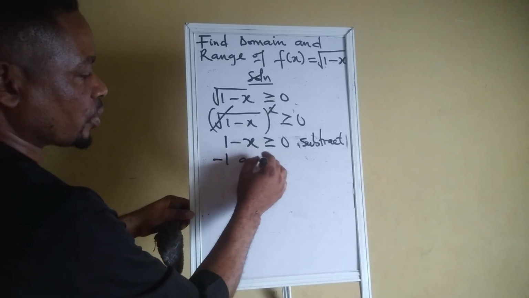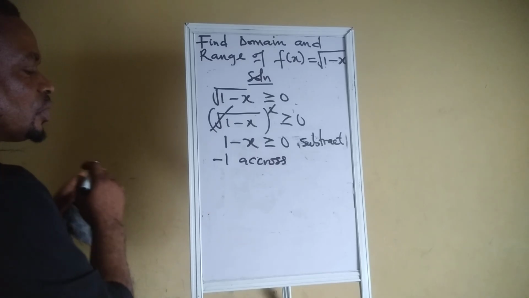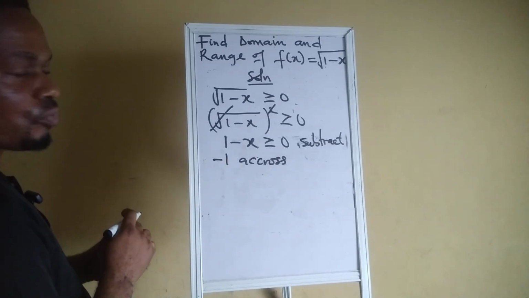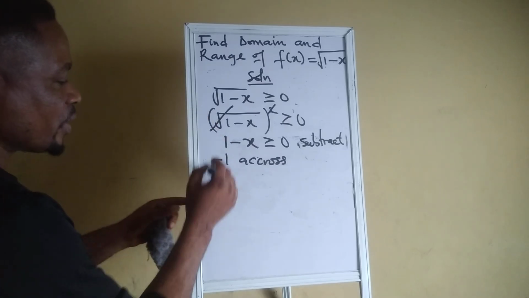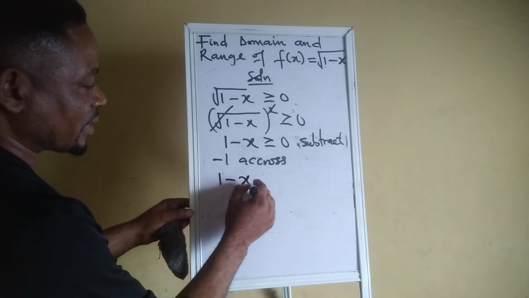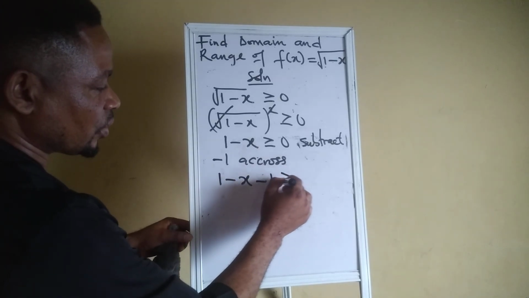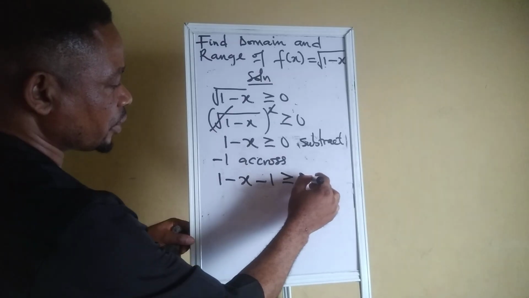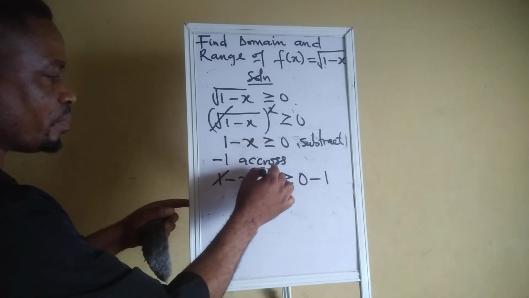Minus 1 across. Are you with me? Minus 1 across, which means to the left and to the right, introduce minus 1. Why? Because the 1 here possesses a positive value. I will now say 1 minus x, then greater than or equal to 0, then introduce minus 1. Can you now see that with the 1 we go with minus 1?